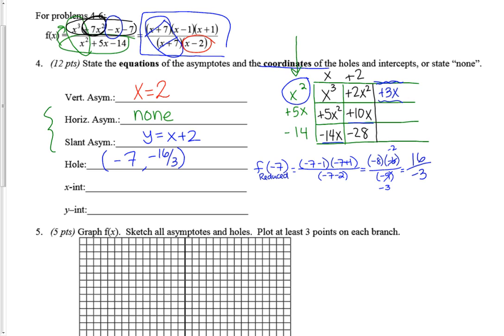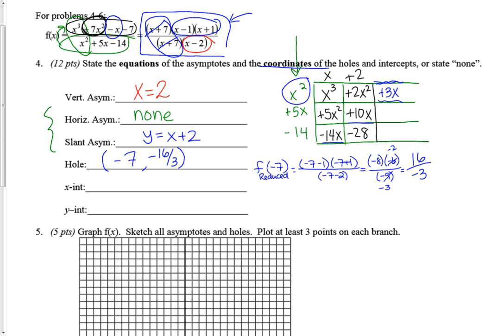The other way I could have done this was I could have looked at just the reduced form, and then I would have had to multiply out the top and divide it by the bottom, which might have been a little easier in this case, but I wanted to show you we can definitely do a division problem where we're dividing by an x squared. It's not a problem. All right, so let's look at our x-intercepts and our y-intercepts.